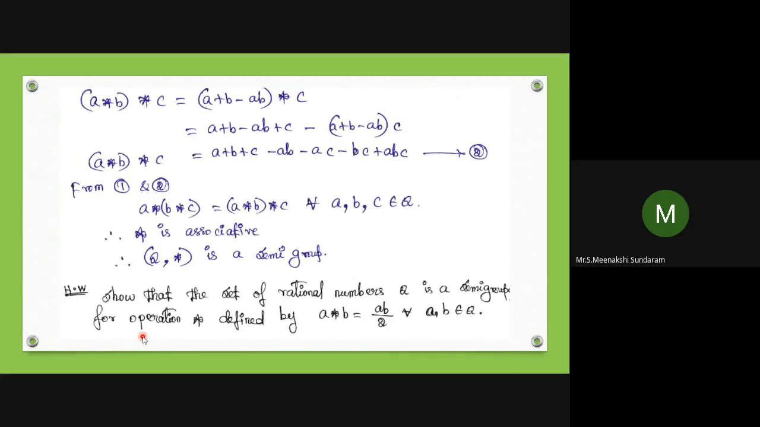Open interval Q star open interval, it should be an open interval. Q comma star is a semigroup. Try to do it in the homework, with the same procedure. Instead of a plus b minus ab, if ab by 2 is given, whatever the two inputs, the product of the inputs divided by 2, that is the operation meaning. Keep the output in mind, otherwise you will get confused. Product of the two inputs divided by 2.